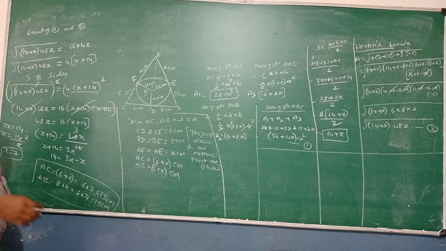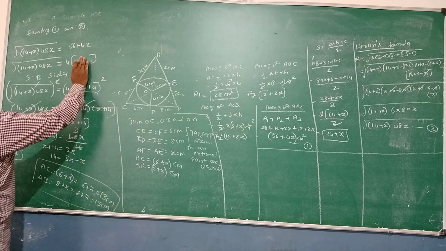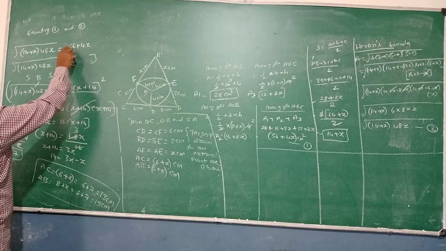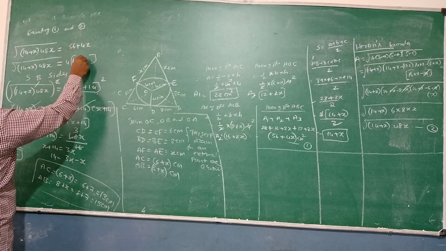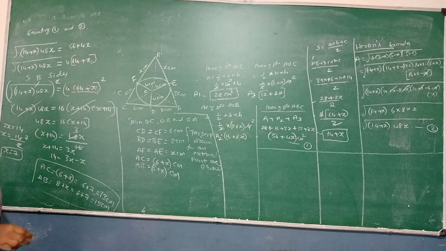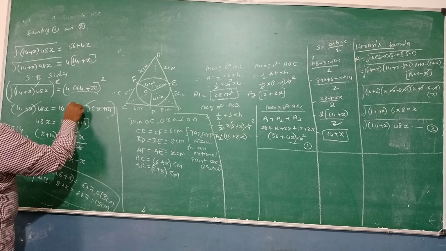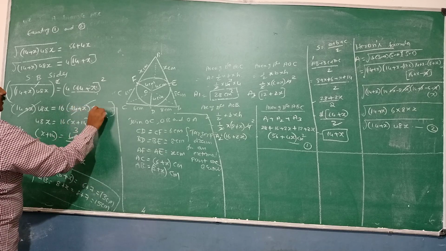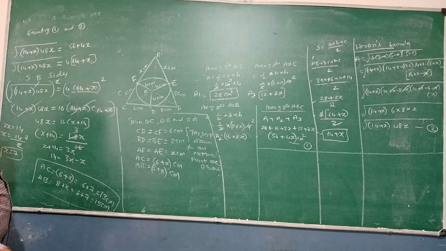You may write here, 4 ones are 4, 1 remaining 16, 14 plus x. This is 14 plus x. So 14 plus x. You may write that one also, no problem. x plus 14, one and the same.